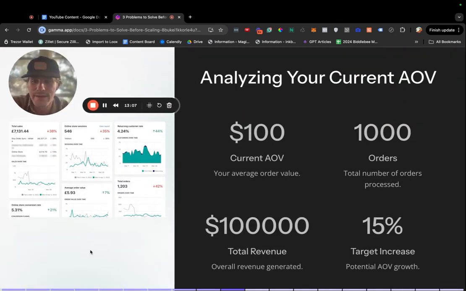So analyzing your AOV is a little bit easier than analyzing your conversion rate funnel, right? Because the Shopify metric dashboard literally shows you what your AOV is. So say you have a $100 current AOV, you have 1,000 orders, say a year or a day, whatever. That's going to be $100,000. Now, what if you can bump that up by 15 to 20% through some proven methods, right? Say 20%, that moves to $120.